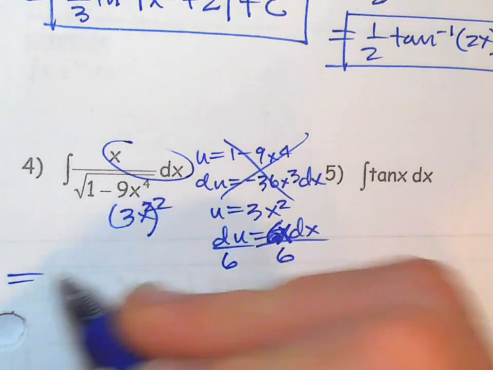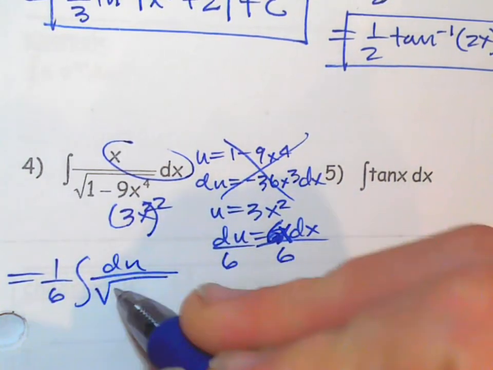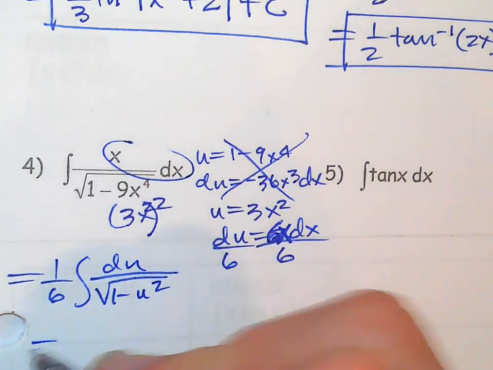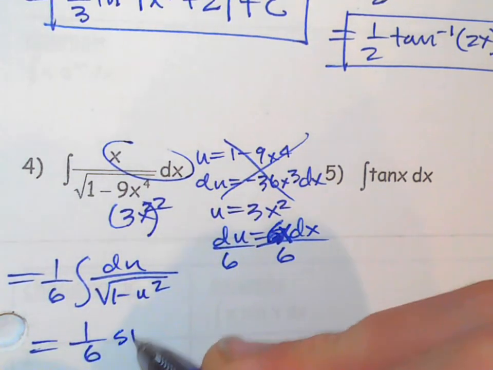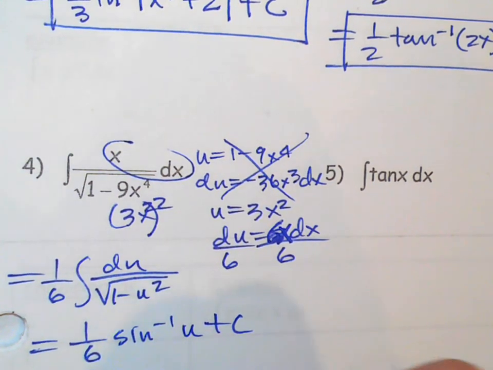So we're going to do 1/6 du over the square root of 1 minus u squared. 1/6 inverse sine of u plus c. 1/6 inverse sine of parentheses 3x squared plus c.